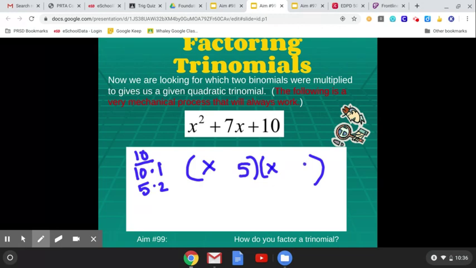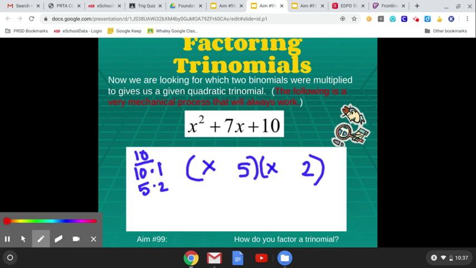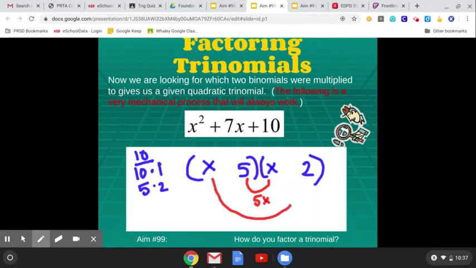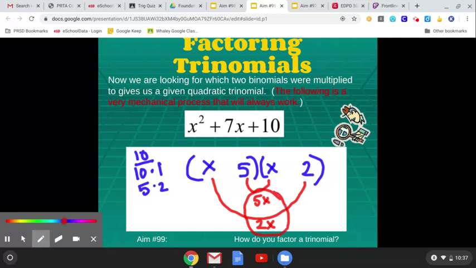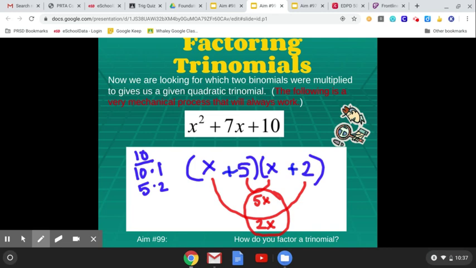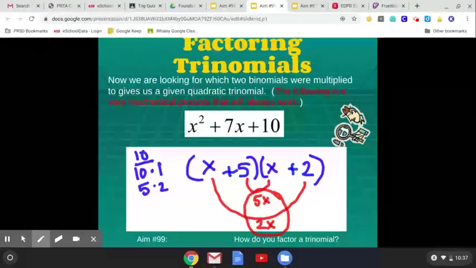If I use 5 and 2, we're going to do something called the smiley method to check to see if these are the right choices. When I multiply 5 times x, I get 5x. That's supposed to be the nose. And when I do 2 times x, I get 2x. That's supposed to be the mouth. That's called the smiley method. Do 5x and 2x combine to be 7x? Yes, they do. So that must be the answer I'm looking for. That's only if this is a positive 5 and this is a positive 2, so I'm going to put those signs on it. x plus 5 and x plus 2 are the factors.